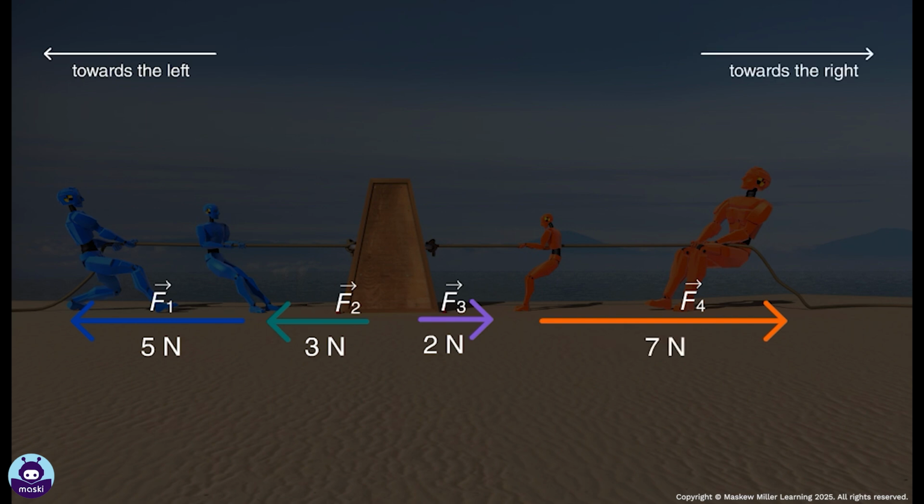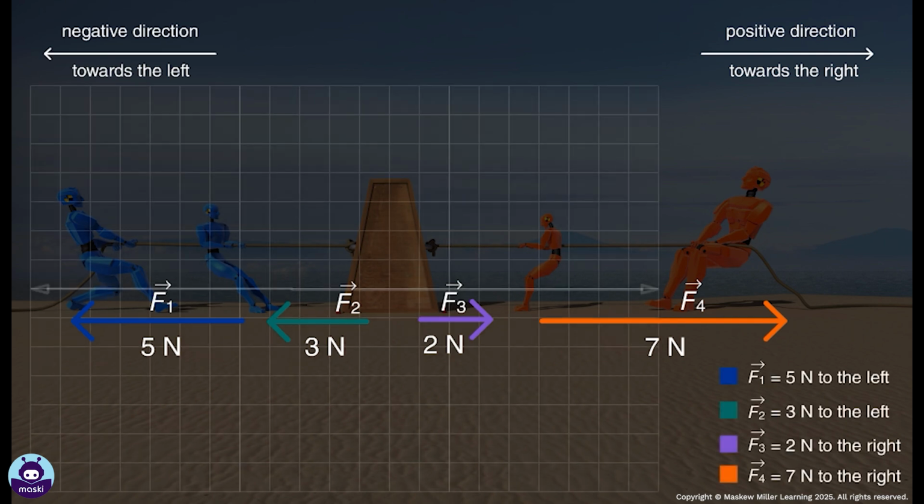We assume that the direction to the right is the positive direction. The direction to the left is the negative direction. What would the resultant vector be? Which way would the box move? First we draw all the forces acting on the box. Then we simplify the diagram and rearrange the vectors.